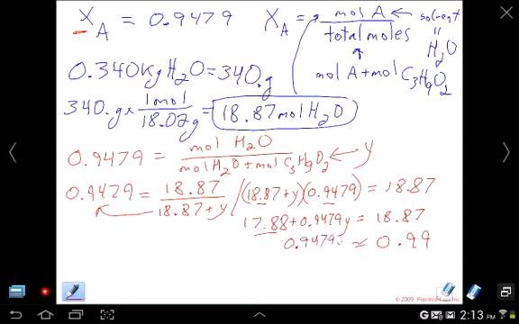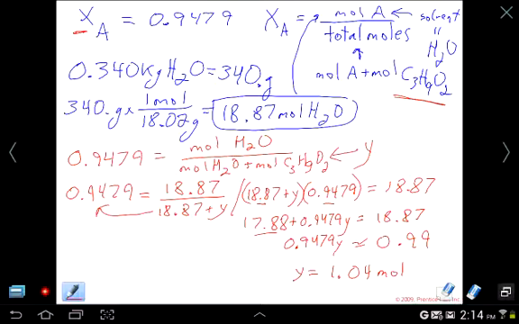So 0.9479y is 0.99, and then we can solve for y by dividing both sides. So y equals 0.99 divided by 0.9479, which is 1.04. Now recall, this is moles of our propylene glycol, so this substance here. The question asks what mass of it must be added.